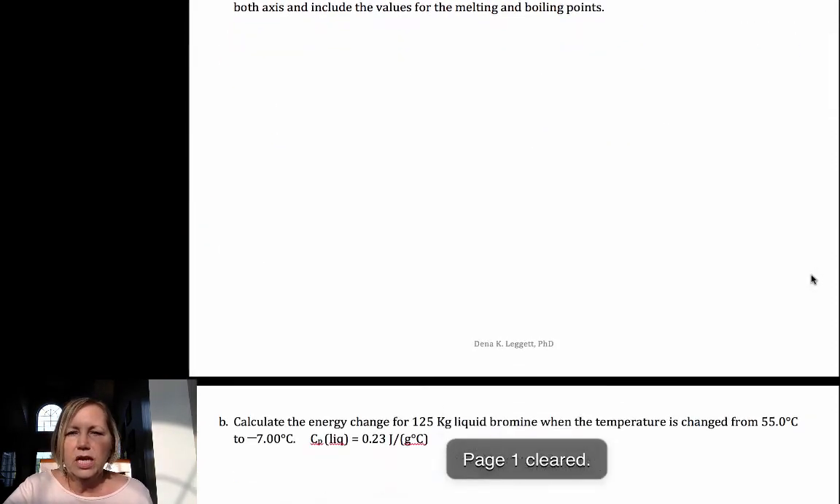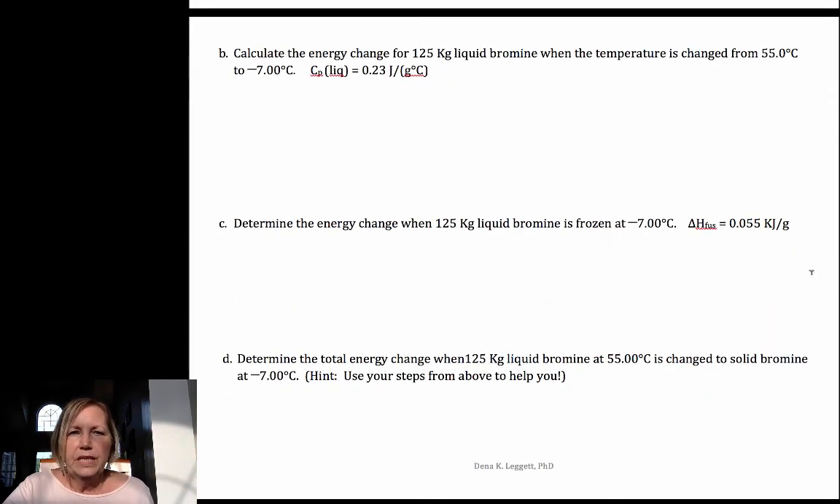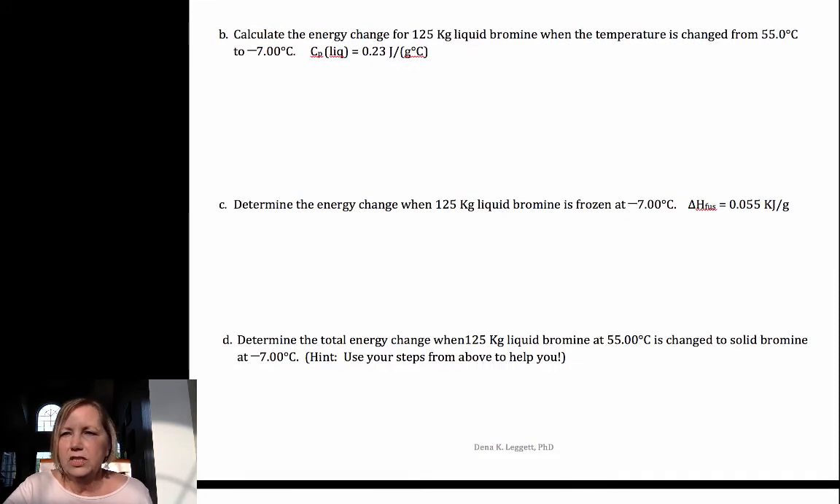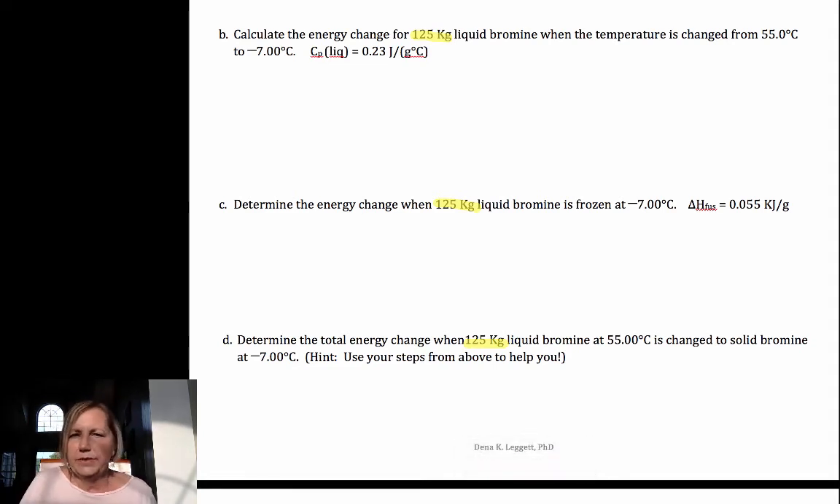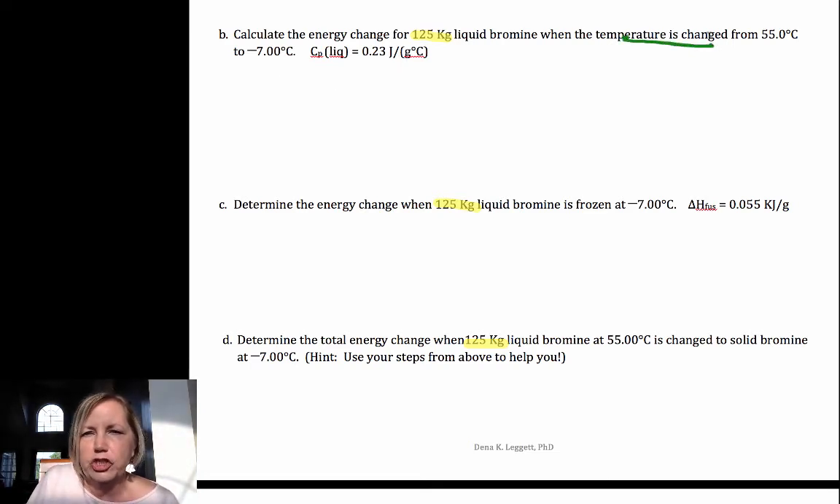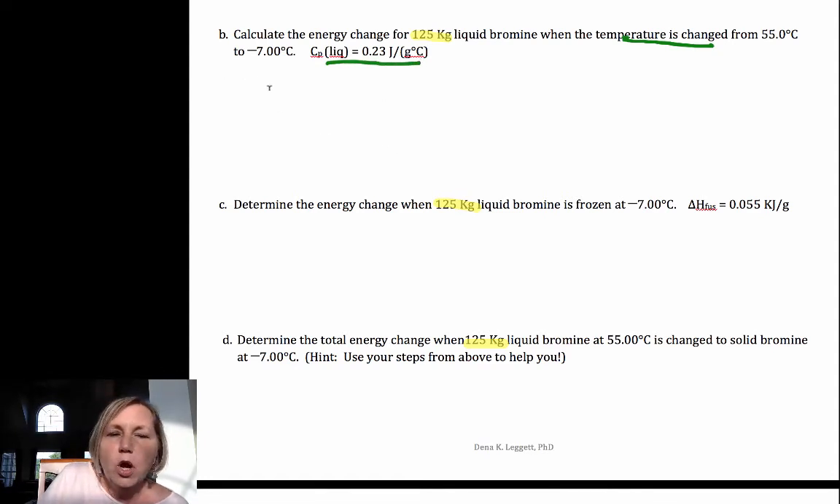So let's take a look at one. In B, this is just a 2-step problem laid out for us. Both of them have 125 kilograms of liquid bromine, and then we're just going to add the steps together. So instead of having 5 full steps, I'm going to demonstrate it with 2 steps. You notice we have a temperature change and we're given a heat capacity. So we know that we get to use MCAT.